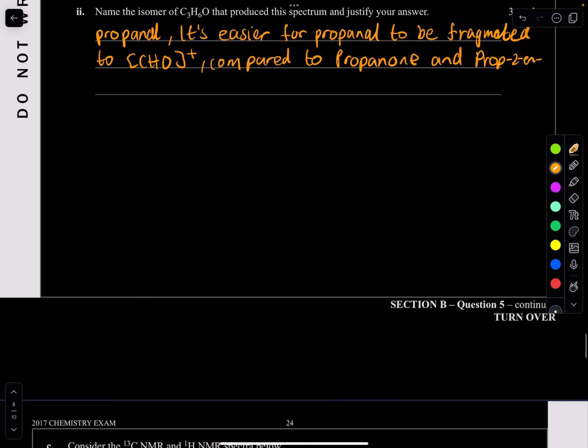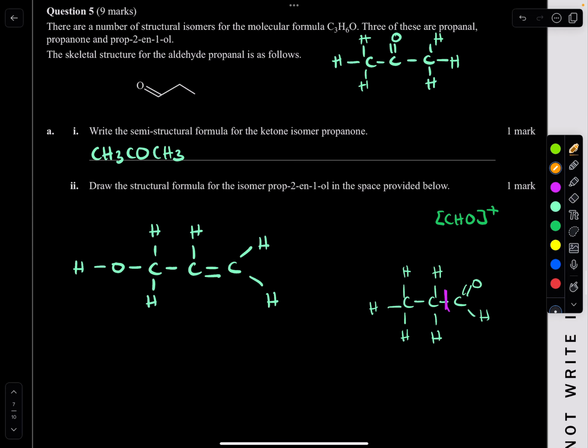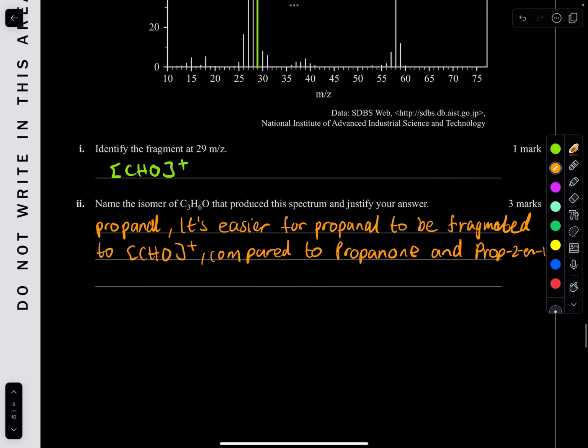Propene-1-ol. That is why it is easier for propanal to be fragmented to this compared to this.